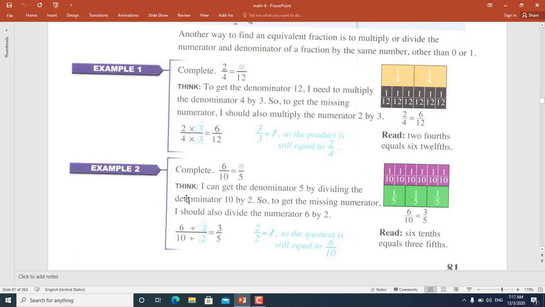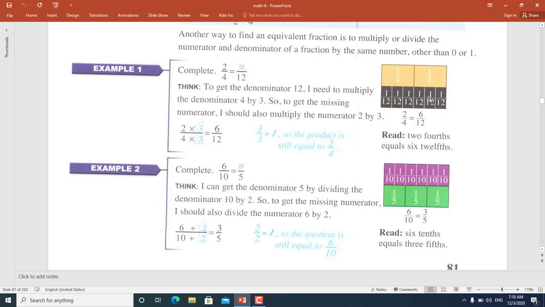Example 1 and example 2 are about how you can write equivalent fractions. For example, we have 2 over 4 equal to a number over 12. So look at this 4. To make it 12, you must find the number multiplied by 4 to get 12. 4 multiplied by 3 is 12. The numerator must also be multiplied by the same number. So this 2 multiplied by 3 equals 6. That means 6 over 12 is an equivalent fraction for 2 over 4.